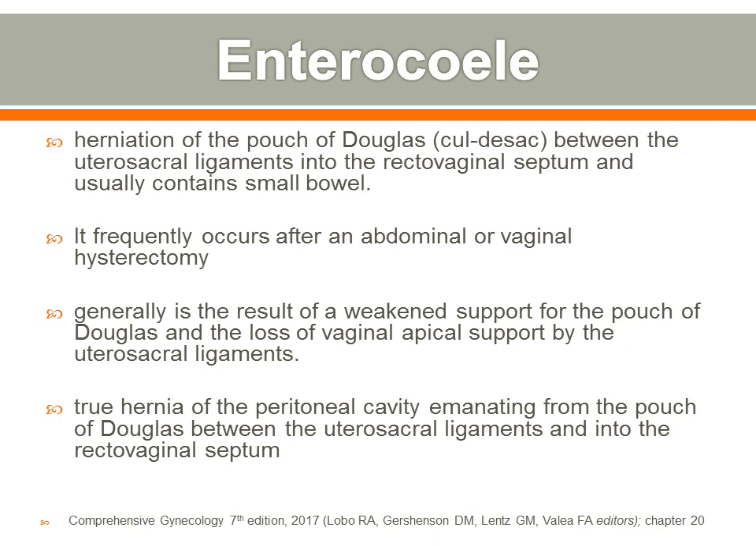Generally, this is the result of a weakened support for the pouch of Douglas and the loss of vaginal apical support by the uterosacral ligaments. It is a hernia of the peritoneal cavity emanating from the pouch of Douglas between the uterosacral ligaments and into the rectovaginal septum.